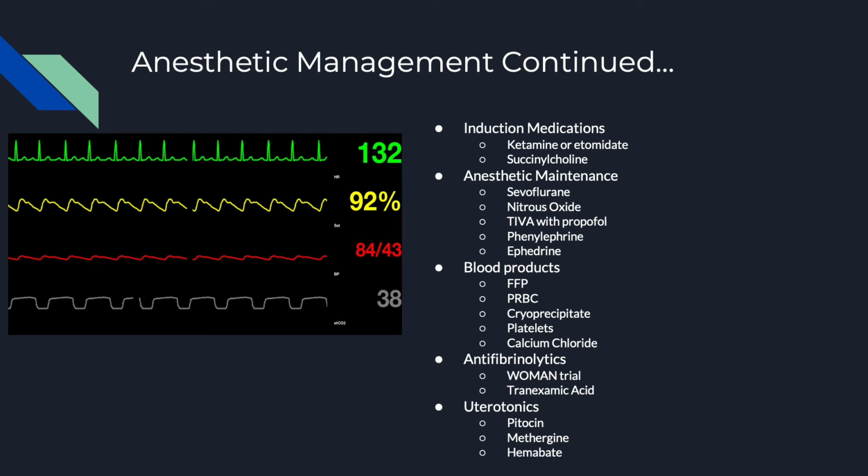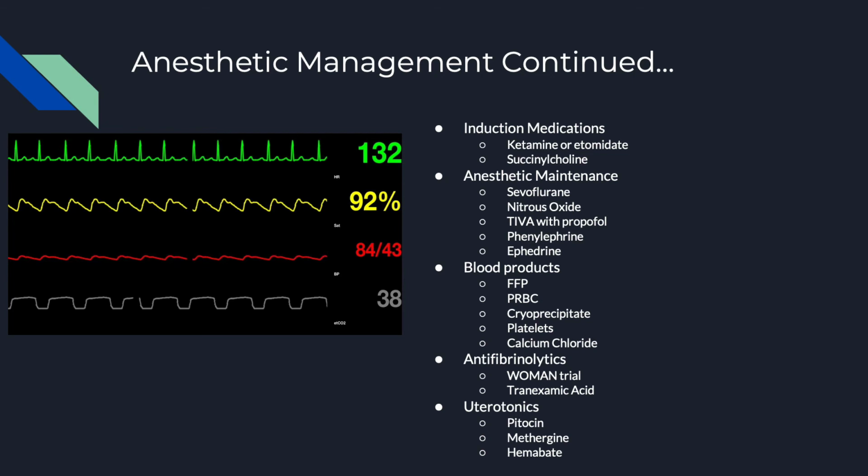Due to the downregulation of adrenergic receptors present with pregnancy, one should expect to give a significant amount of phenylephrine or ephedrine to maintain blood pressure. Depending upon the severity of hemorrhage and coagulopathy, blood product administration is nearly inevitable. The drop in hemoglobin will warrant packed red cell administration, and the coagulopathy should be treated with platelets, FFP, and cryoprecipitate. The large amount of blood product administration could lead to hypocalcemia, which will be treated with calcium chloride.